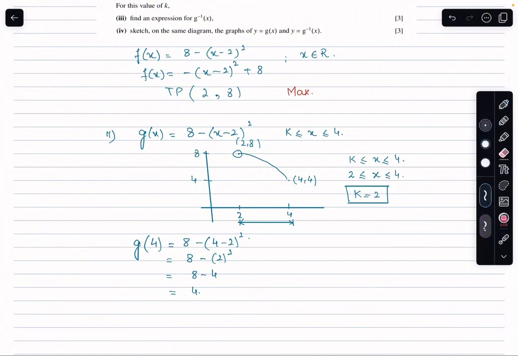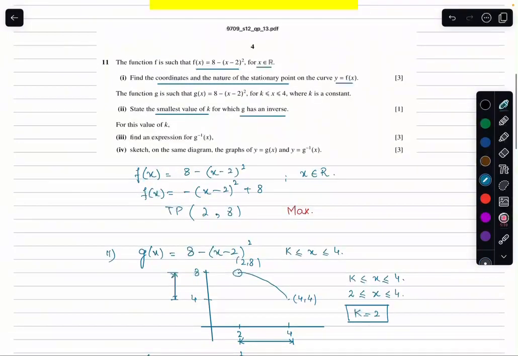So when x is 4, I know that the function value, or the y value, also comes out to be 4. Therefore, I can also give the range of the function, and I can see that the range is getting defined from 4 till 8. This is the range value from 4 till 8, so I can also say that the range of the function shall be from 4 less than or equal to g(x), which is less than or equal to 8 here.